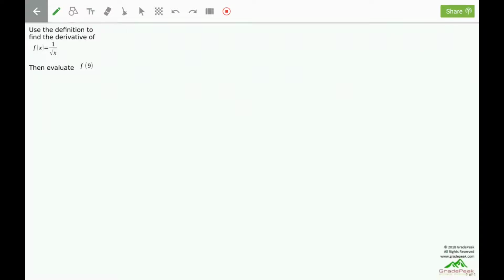Use the definition to find the derivative of f of x equals 1 over the square root of x. Then evaluate f prime of 9. The first thing to do is to write down the definition of the derivative.